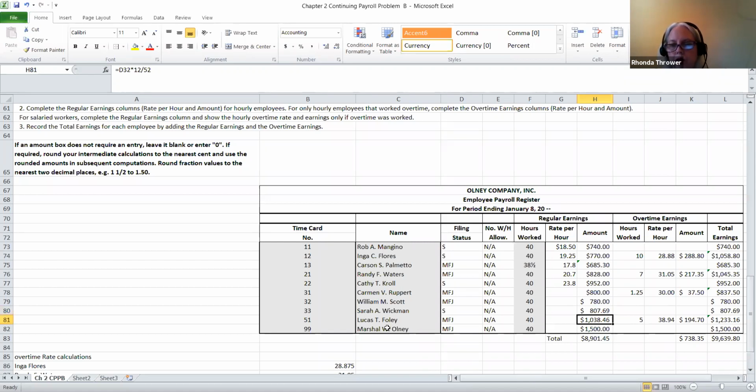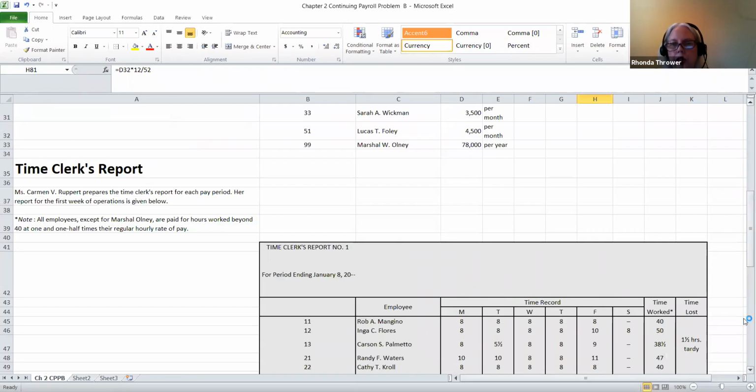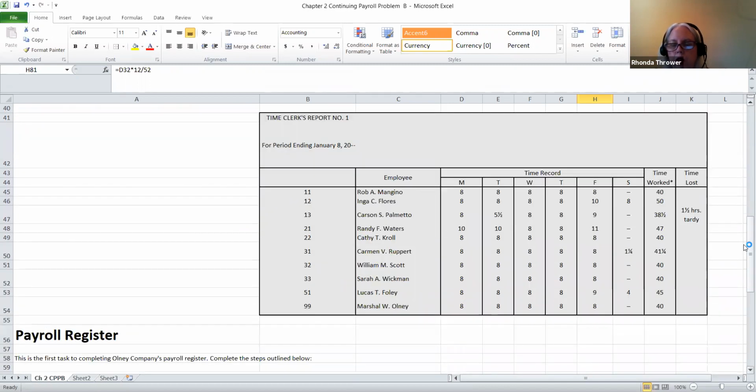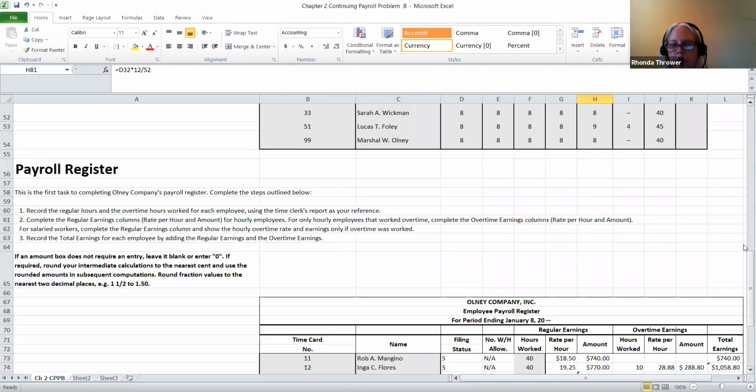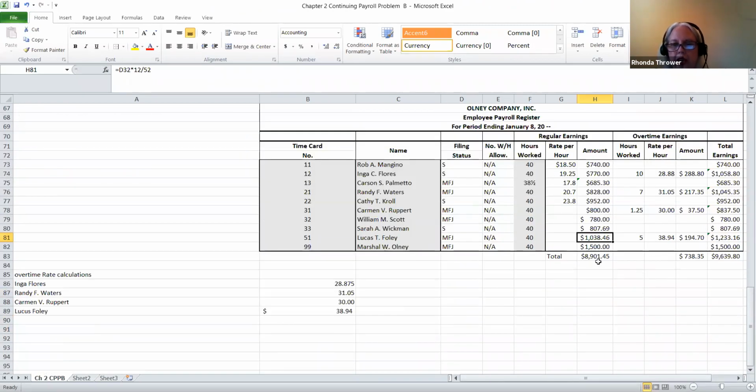For Foley, I can see here from the payroll register that he had 45 hours. We're going to have to pay him 5 hours in overtime. But before we do that, we need to take a look at how often he is paid. Foley is paid per month. So we have to annualize our wages by multiplying that 4,500 times 12 and then dividing it by 52 weeks in a year.